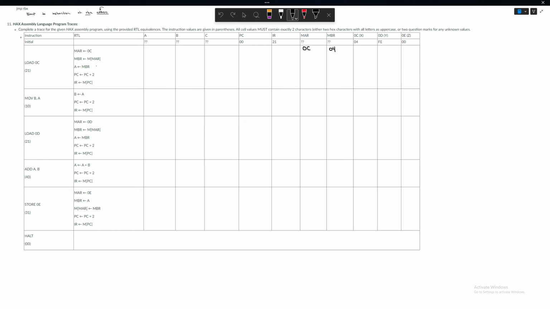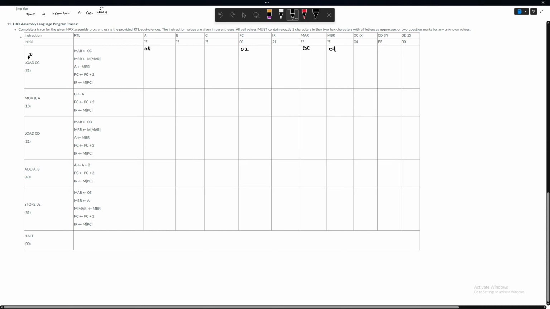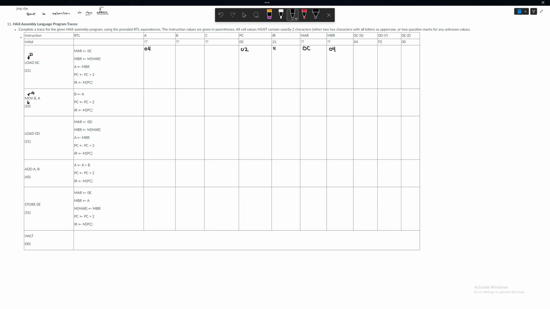Okay? And then after that, my MBR will go into my A. So my 0, 4 will go here. And then my PC increments, so my PC was 0, 0, becomes 0, 2. And then my IR gets whatever is inside my PC. And so, wait, I'm kind of confused here. Oh yeah, so the IR will get the instructions of this. So this instruction is associated with 21. This instruction is associated with 10, and they give it to you. And so here will be 10.